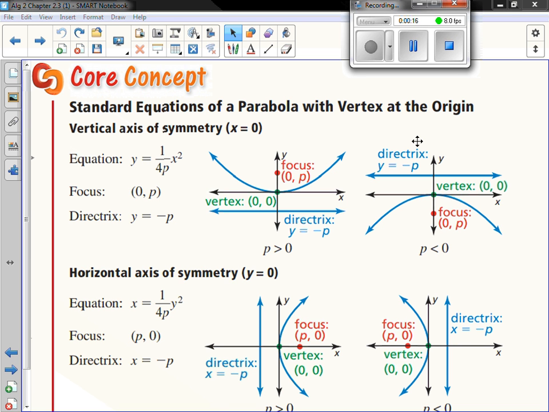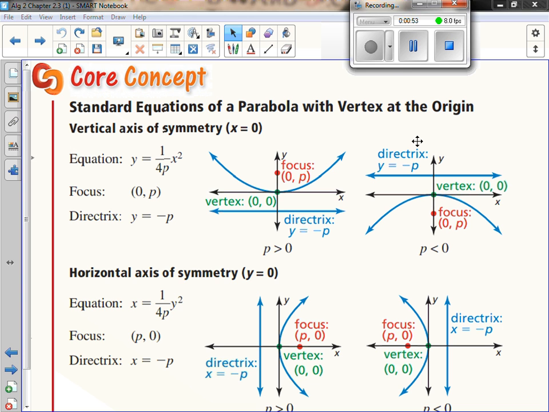Now, it tells us that if p is greater than 0, or p is positive, it opens up. Now, if p is negative, it opens down. And for this one, we also have the axis of symmetry is x equals 0. That just tells us right at the top: vertical axis of symmetry, x equals 0.